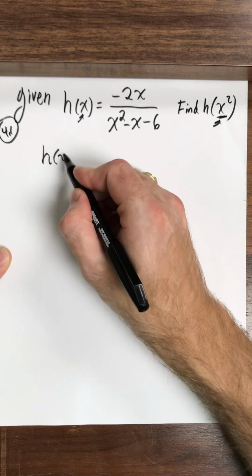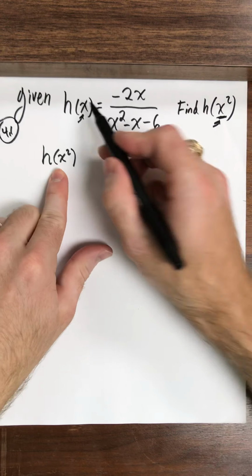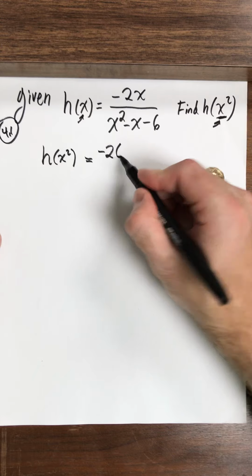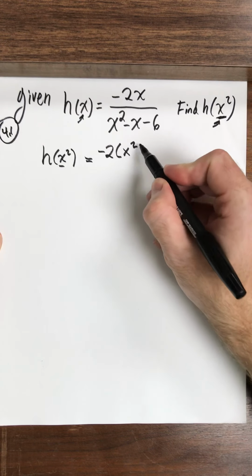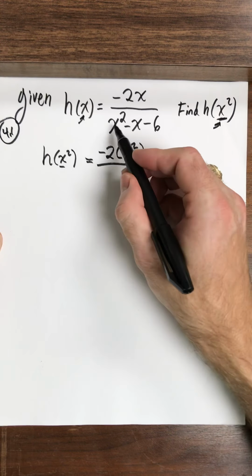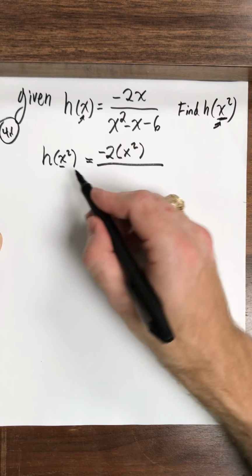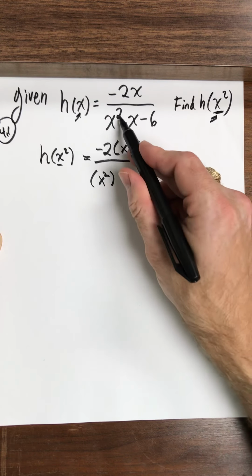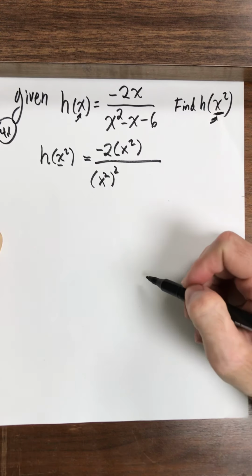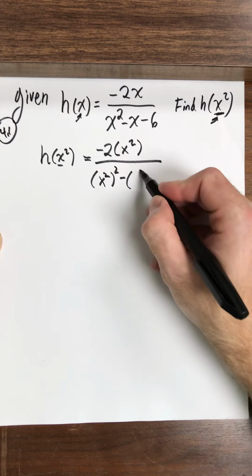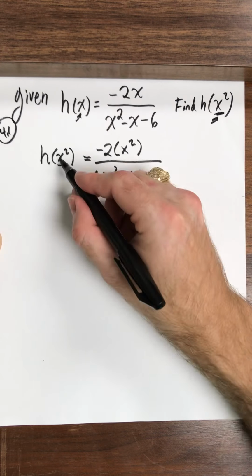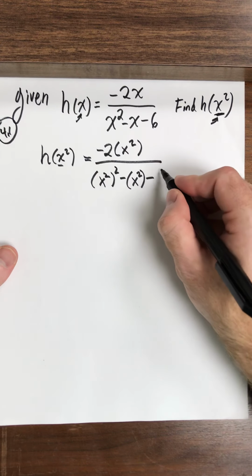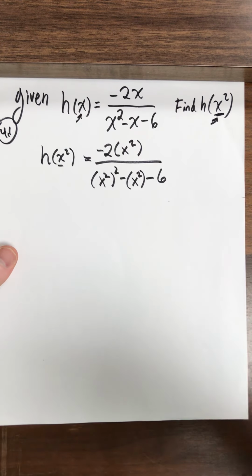So h of x squared. I put an x here, so what does this become? It becomes negative 2, and then the x is replaced with x squared over, okay, what do I have here? I've got this x and I've got that x. In my parentheses, I put x squared, but it's all squared, just like it is there, minus, and then in parentheses, what do I have? I got x, so here I have an x squared. I put an x squared in there, and then I put minus 6, okay?